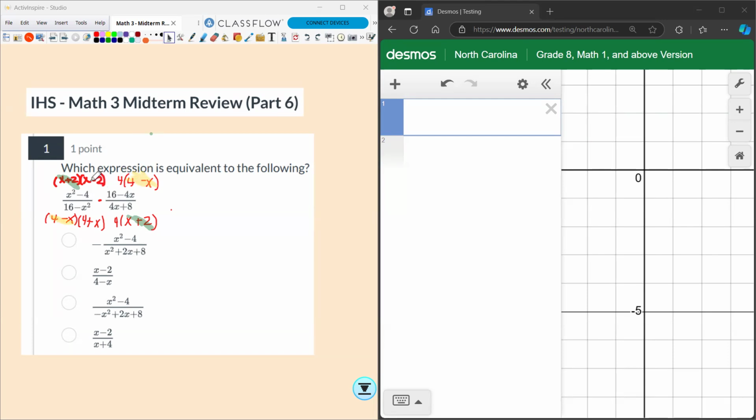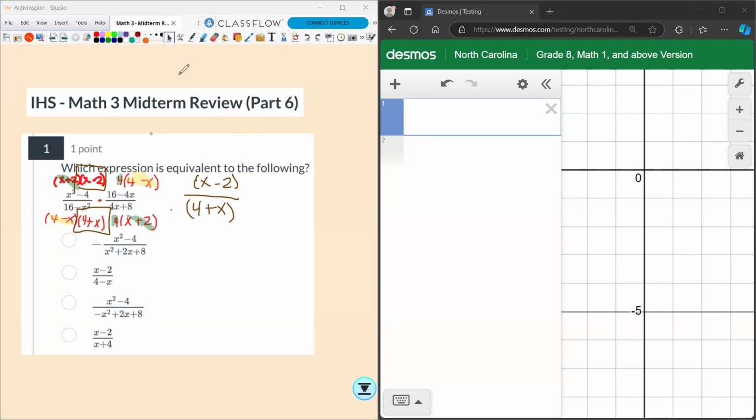And I have an x minus 2, a 4 plus x. The 4s that are GCFs can also be canceled out. So that 4 there and 4 there are gone. So we're going to be left with, in this case, just the x minus 2 on the numerator, and then on the denominator, I'm going to have the 4 plus x. Now you can look at your answer choices and see which one is equivalent to that. And 4 plus x is the same as x plus 4.